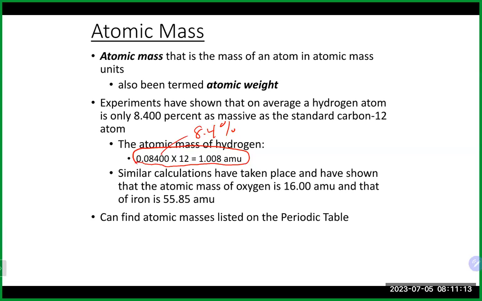So oxygen there is 16. And again, that is our number on the bottom. We can use that as 16 AMU per atom as a conversion factor for it.